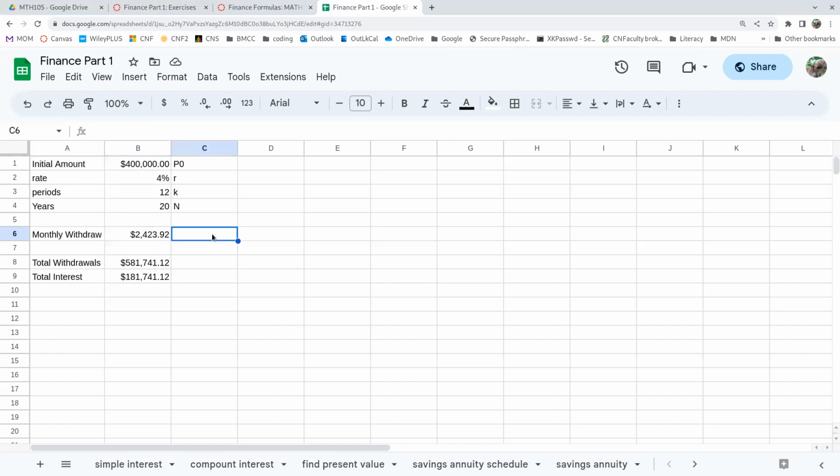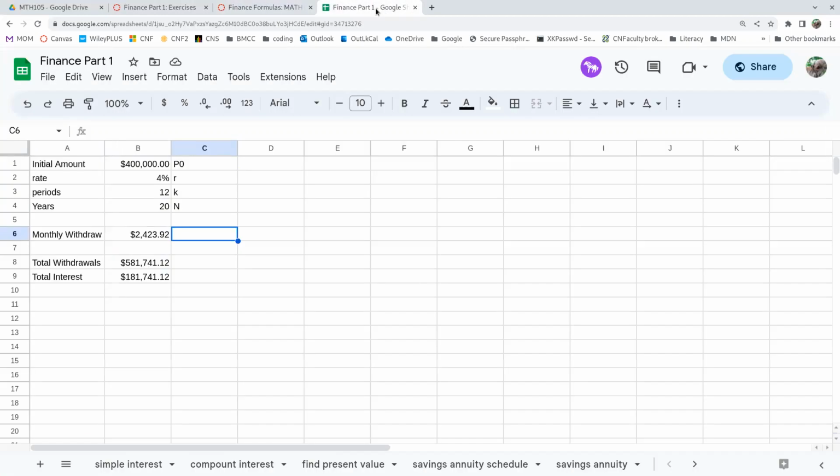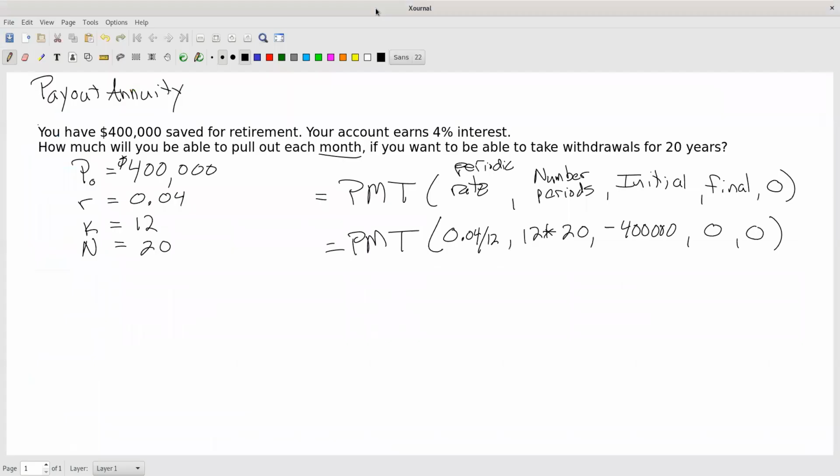We could double check that with the calculator version of the formula just for fun. So let's do that. The calculator version is this bottom one right here, where we have that initial amount times the periodic rate divided by parentheses 1 minus 1 plus. So I'm just going to type that in there. I guess I should write it down to be clear.